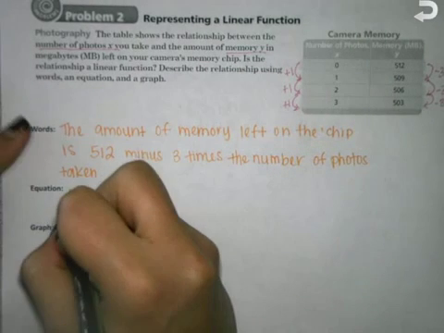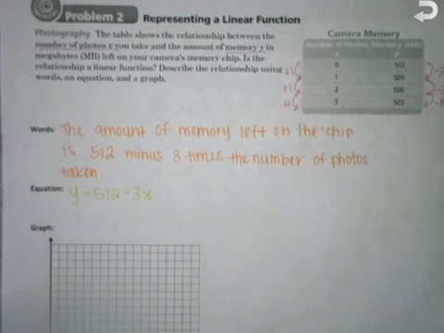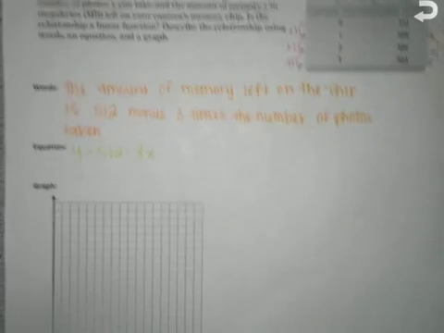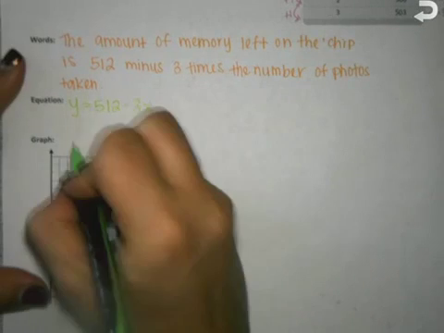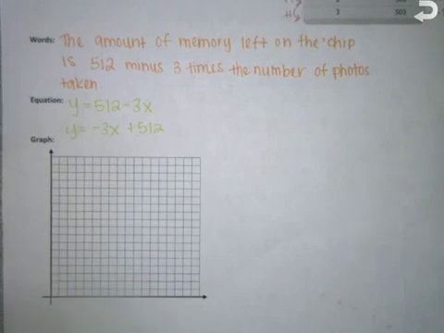Okay, Kelsey said y equals 512 minus 3x. Do you guys agree? Yeah. I agree. This is fabulous. Did anybody write it like this? Y equals negative 3x plus 512? Anybody? That's also correct. Same thing. I don't care which one you give me. Okay? Great. So then if we were to graph this, our x-axis would be the number of photos, right?